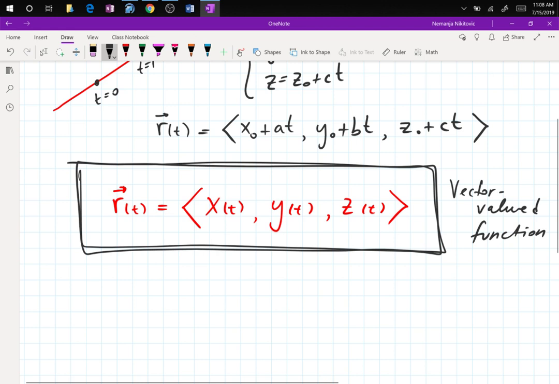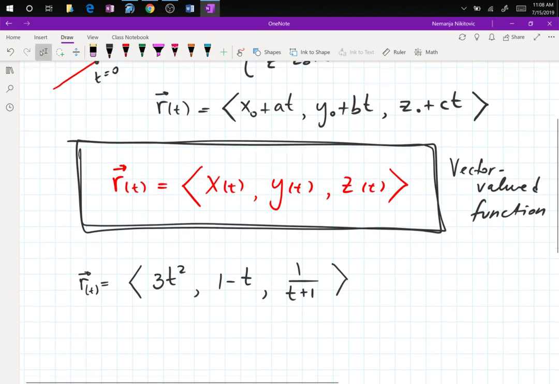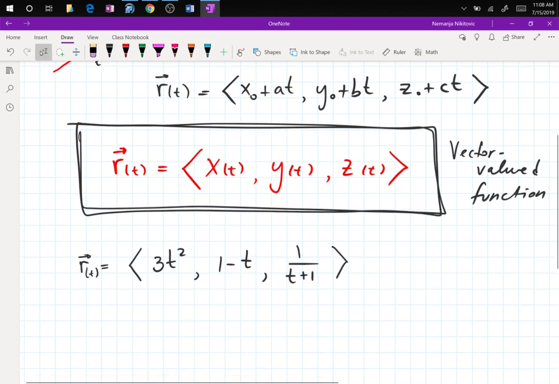Now let's say that you have a vector valued function given in terms of t, let's say 3t squared, 1 minus t, and 1 over t plus 1, for instance. So from this vector valued function, we see that t is not allowed to be negative 1 because that would make the third component invalid. But other than negative 1, everything else is okay.